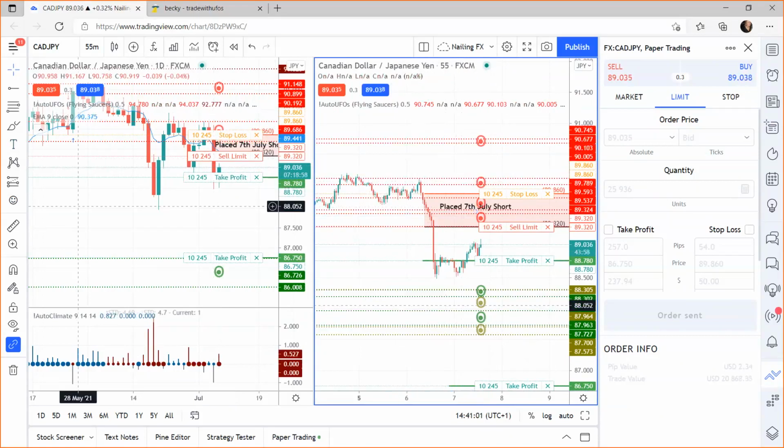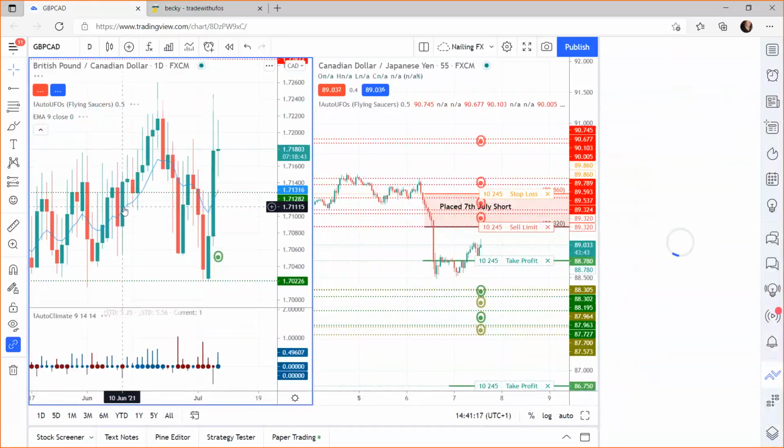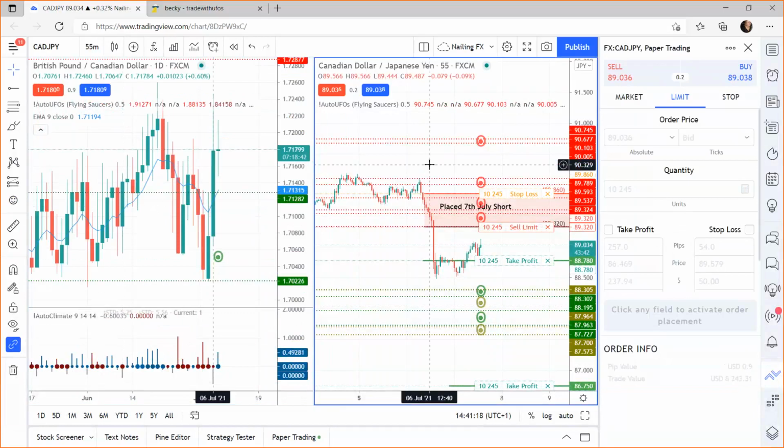Okay, so let's go back to TradeStation and look really quickly. I know we've only got a few minutes left. Let's just see if we have something really quick we can look at. We've got pound Canadian there on our daily climate, so let's take a quick look there and just see if we have anything, and if we do, we'll put it in real quick. If not, then we won't.